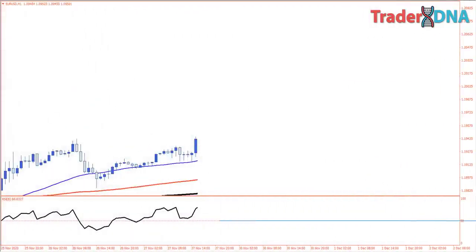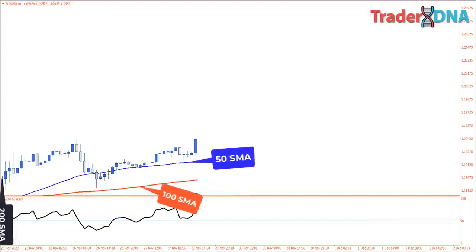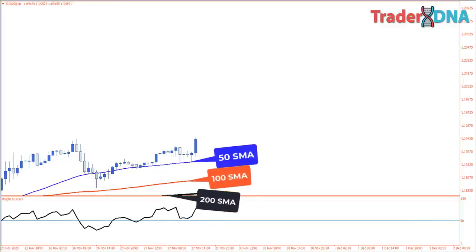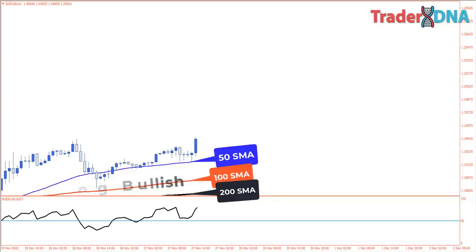Next, on this chart, we can clearly see the first analysis rule. It's about the established market trend. The 50-period SMA is above the 100-period SMA, and the 100-period SMA is above the 200-period SMA. So, right now, the market is assumed to be in a strong bullish condition.